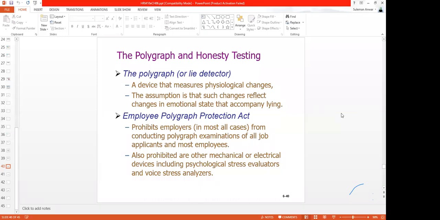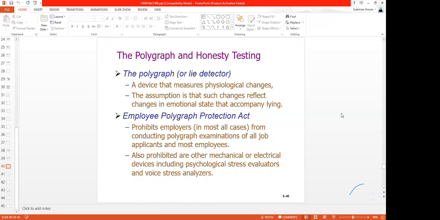Sometimes when we are hiring people, there can be a polygraph or honesty test as well. The polygraph is also known as a lie detector. That is a device that measures physiological changes. The assumption is that such changes reflect changes in emotional state that accompany lying. Right? This is very interesting, in fact, that it catches your lie.